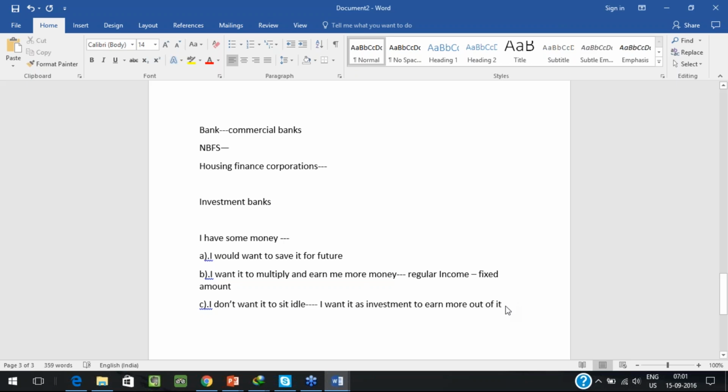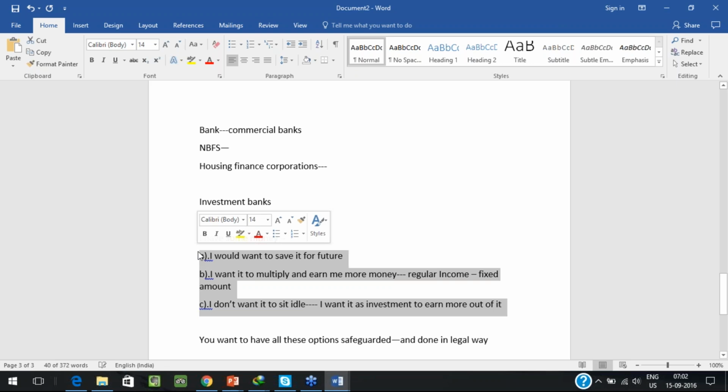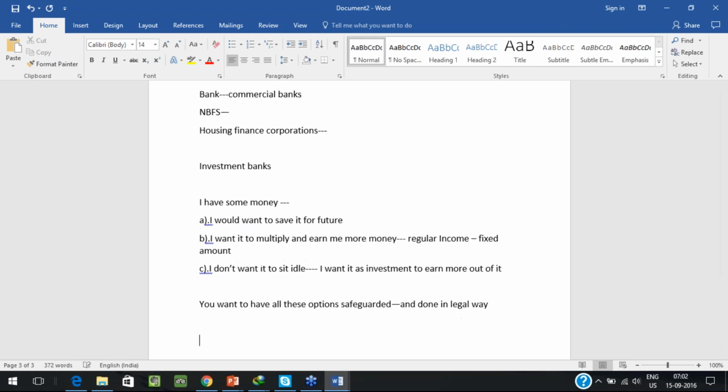Now tell me, how will you want to have this? You want to have all these options safeguarded, and done in a legal way, obviously. Illegal ways you have many, but you don't know where it should be done. So there should be some organization which will help us to do any of these three, in a legal way. That's called a financial institution.